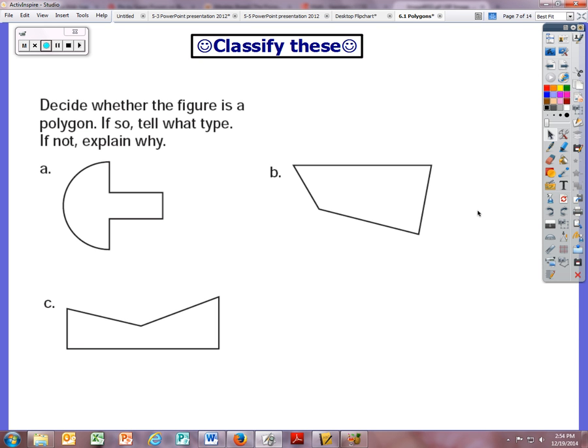Alright, again, pause the video, take a minute, and decide what you think. Okay, once you have decided, here are your answers. A is not, because we have the curve. B is yes, this is a quadrilateral with 4 sides. And C is yes. This one is a pentagon with 5 sides.